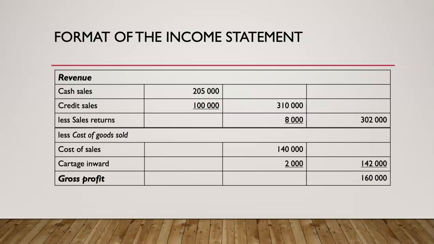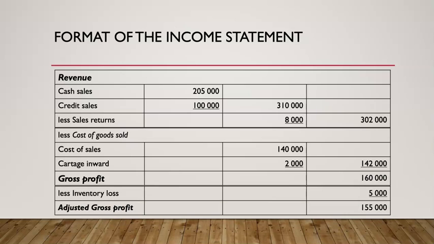This includes our costs of sales and cartage inward in this case, so we add them up, and then we take all this away from our revenue to determine gross profit. $302,000 minus $142,000 gives us our gross profit of $160,000. And then we're going to either say less inventory loss if we have an inventory loss, or plus inventory gain if there is an inventory gain. This creates our adjusted gross profit.